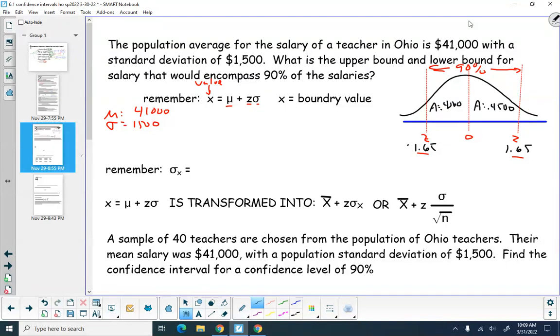Once again, all we're doing is basically a problem that we just did on our last quiz. These are the types of problems we did on our last quiz.